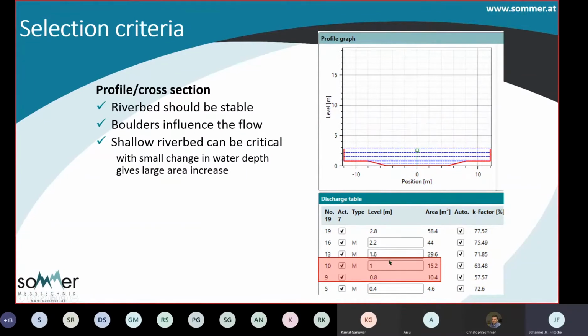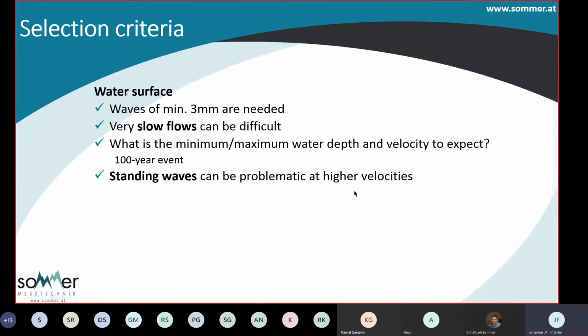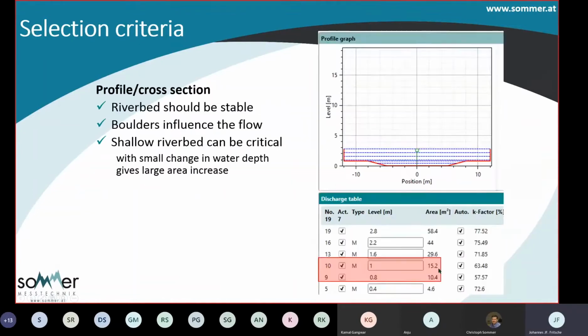And considering a change here in the water level from 0.8 meters to a water level up to 1 meter, so from this level here, the lower blue line, to this level here, you have a change of the cross-sectional area by roughly 5 square meters. So a very little increase in water level changes the cross area dramatically. So consider that when you have a very shallow river, that you need to have a good cross-section so that you can measure the water level precisely and the flow velocity.